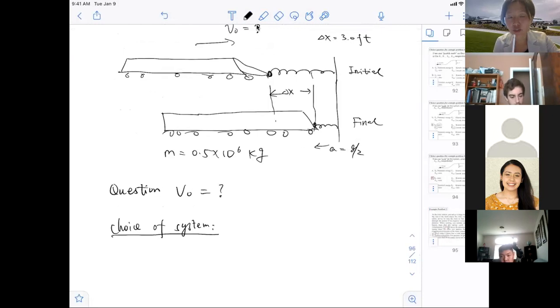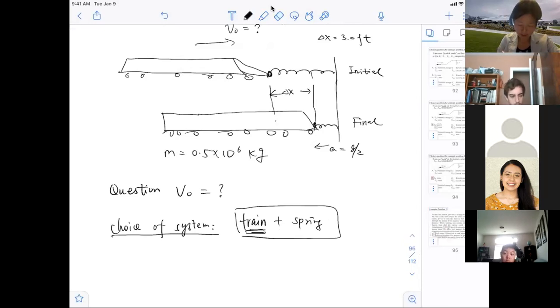Which object are we interested in here? We're interested in the train. So we probably should include the train, right? My laptop is not the choice of system here. It's irrelevant. We need to talk about the train. And on top of that, do you want to include the spring or not? Anybody have a preference? Okay, you want to include the spring. Let's include the spring. So train plus spring, we'll do that.